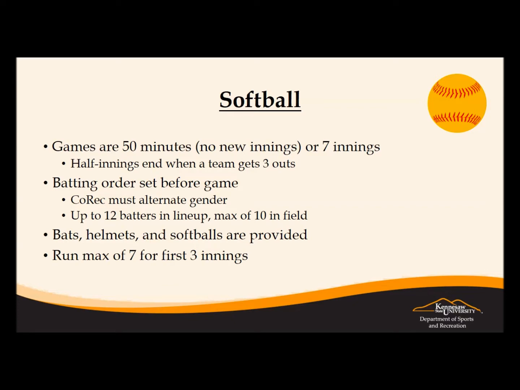The batting order needs to be set before the game, so you'll talk with our scorekeeper or our supervisor on site to make sure that that's clearly laid out. For co-rec, you have to alternate gender through your lineup all the way down the batting order. For both single gender and co-rec, you can have up to 12 batters in your batting lineup, but only a maximum of 10 in the field.